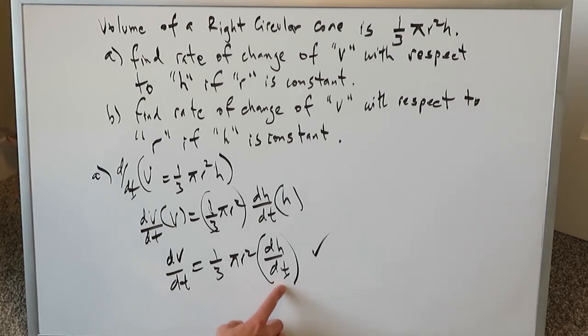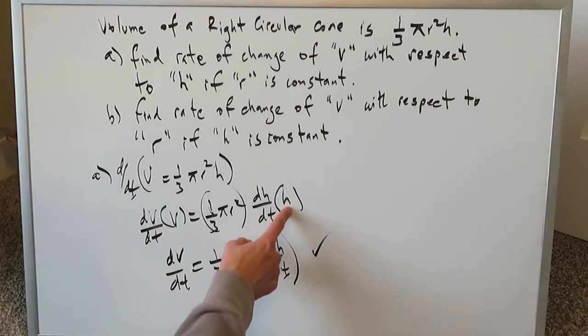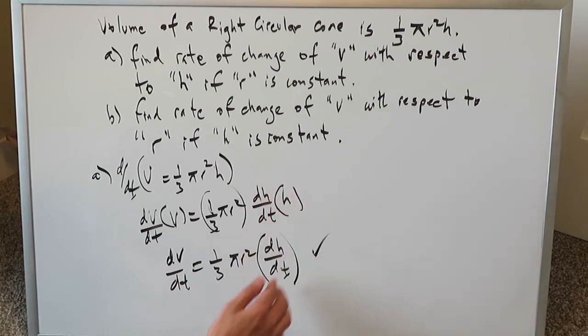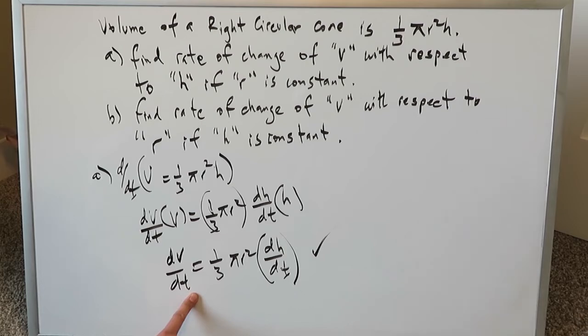But if you were given this value, you would plug it in right here, because height is just a variable here to the power of 1. It would go away in the derivative procedure. You would plug in this value and multiply with this, and that numerical value would be your change in volume over change in time, provided radius is constant. So this here is the answer of part A.